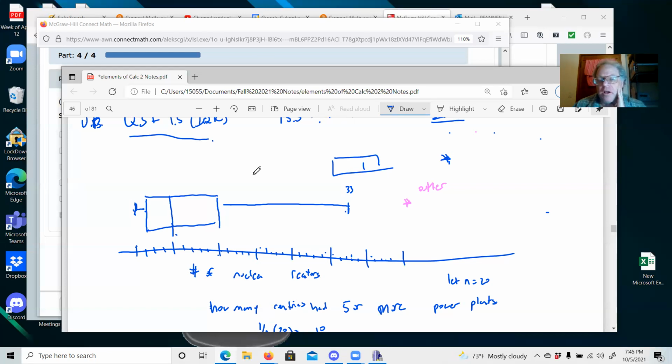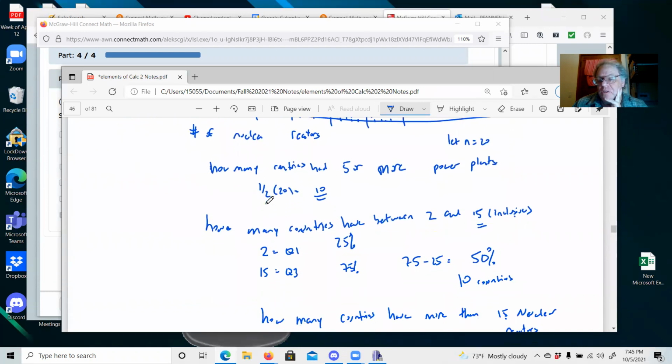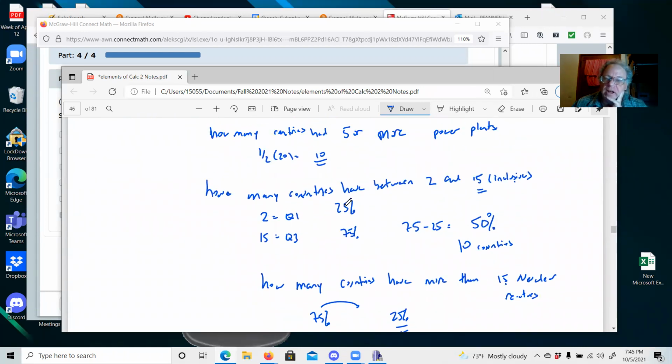And all I'm going to ask you is which one had the bigger median? Which continent had the most? Which continent had the least? For Europe, how many reactors between 2 and 15? So you could look at the quartiles. They're all going to line up on the quartiles. The numbers are a little weird, but they're all going to line up.